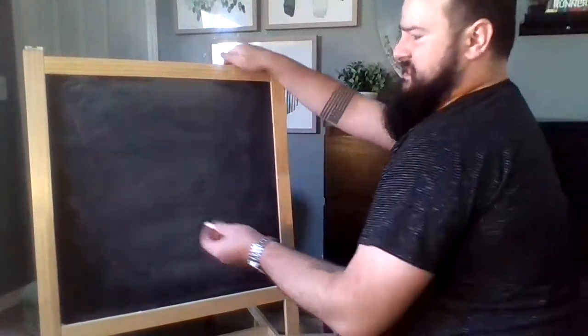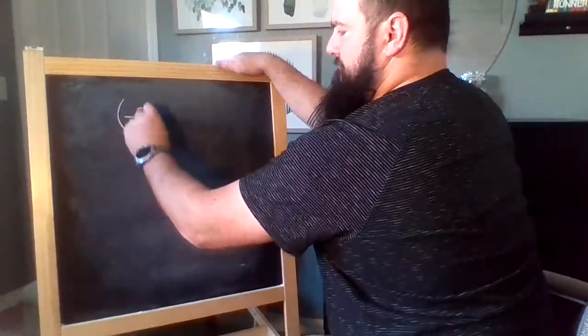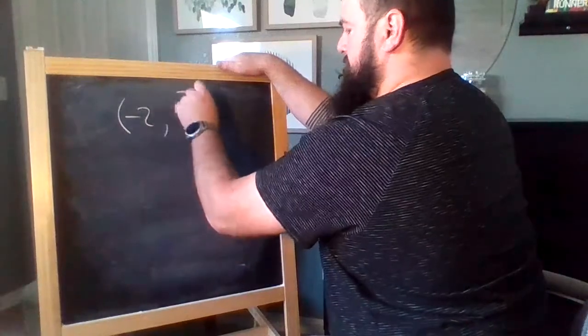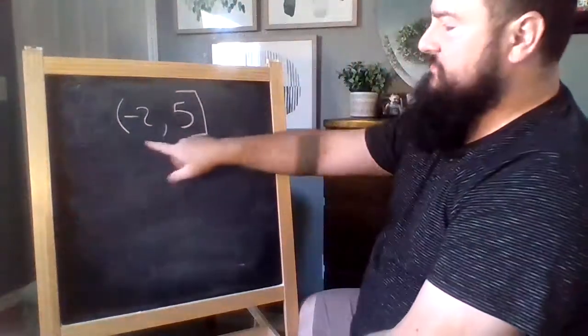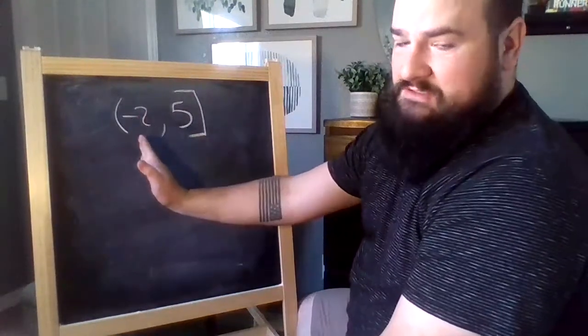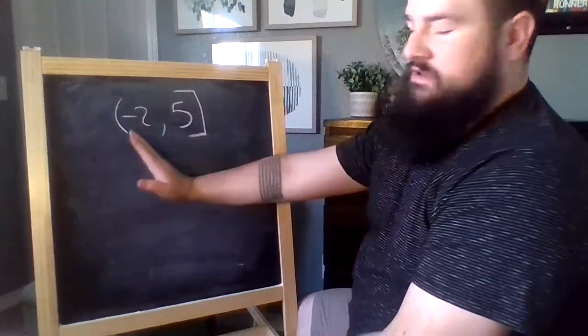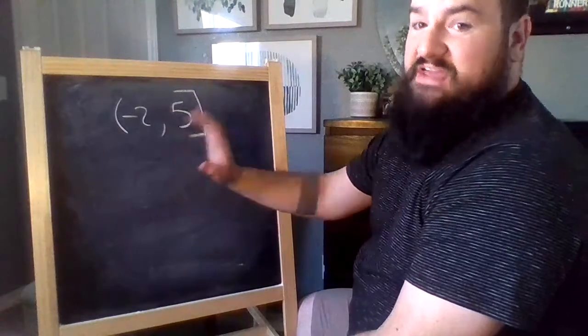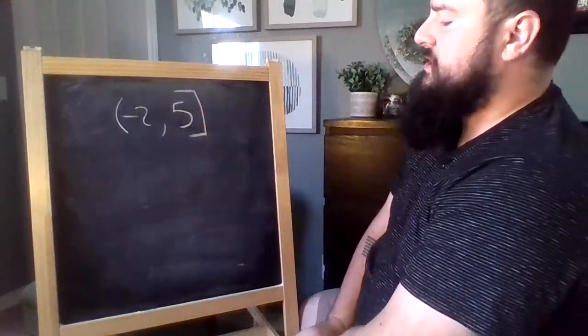Same thing with interval notation. So if I have the interval -2 to 5, so I have a parenthesis on the -2, means I go all the way down to -2, but I'm not including it. And with 5, since I have a bracket, it means I go all the way up to 5, and I actually include that value. Okay.